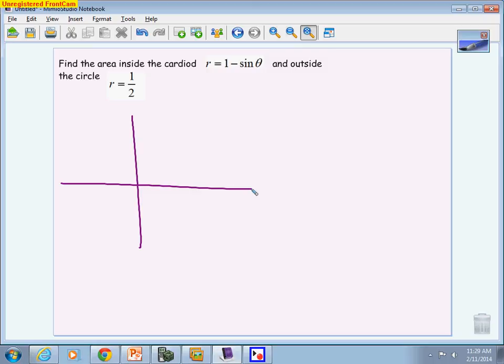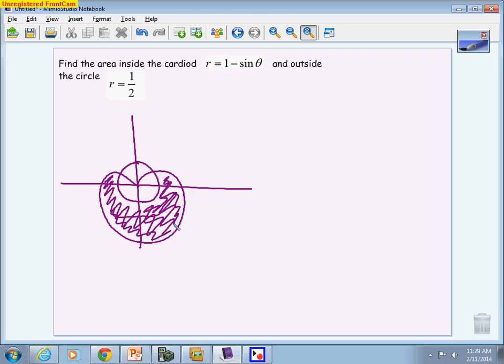Your cardioid looks something like this. It has that kind of point right on the pole. And then your circle only has a radius of a half, so it is very small, but I'm trying to blow it up so you get to see it a little bit better. So the question wants to know, what is the area that's inside the cardioid and outside the circle? So let me shade in what you're actually finding.